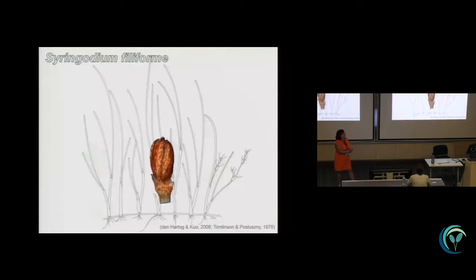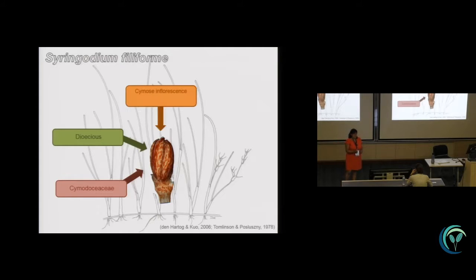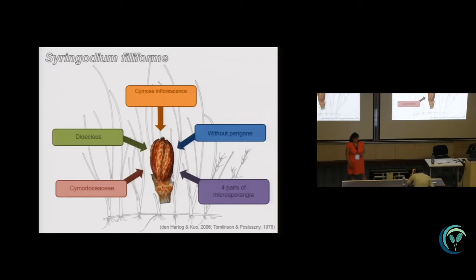This is the male flower of Syringodium filiforme. This plant belongs to the Cymodoceaceae family. It's a dioecious marine species that forms cymose inflorescences. It lacks a perigone, that means no petals, no tepals, so basically the anther is the flower. And it has 4 pairs of microsporangia. Its distribution is all along the Atlantic Ocean, from Florida to Venezuela, including the Gulf of Mexico.